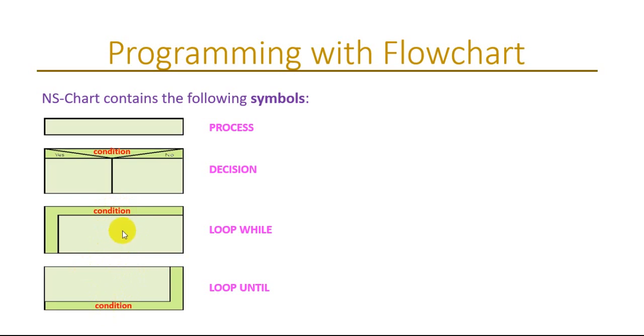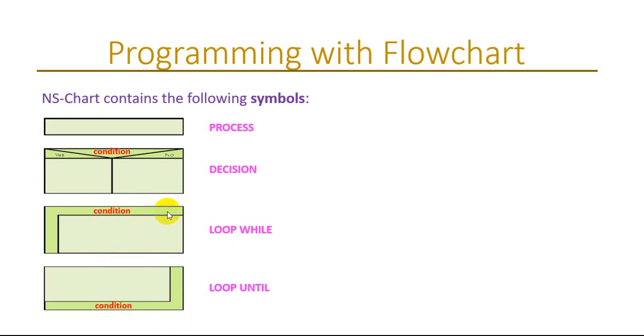So if you put it like this, if the condition is wrong the first time, the process will never happen. In this way, the process will definitely happen once, because the condition is checked only after doing the process the first time. So if your requirement is to do something first and then check the condition, you can use this. If your requirement is to check the condition and then do the loop, you use this.